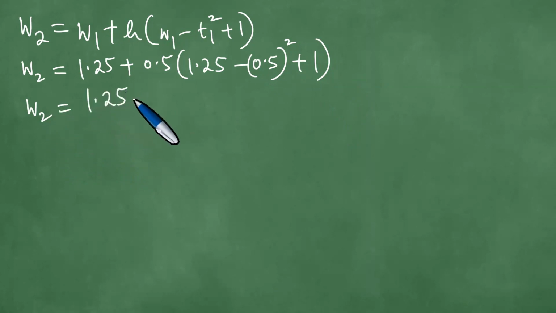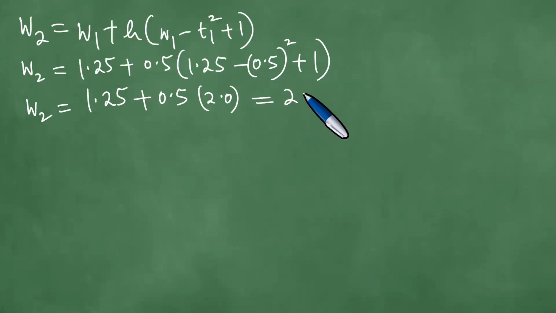1.25 plus 0.5, and then if you do everything here, it's 2.0, and then 2.25. Okay, so obviously this is what we get for W2. And then we continue and do W3, and then you shall understand why W3 is necessary, and at what point we are really going to stop.